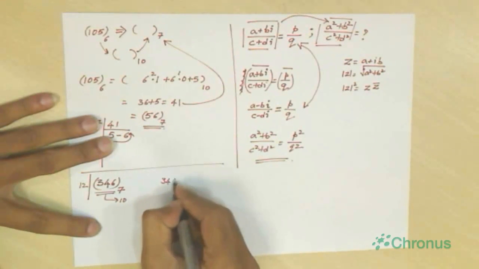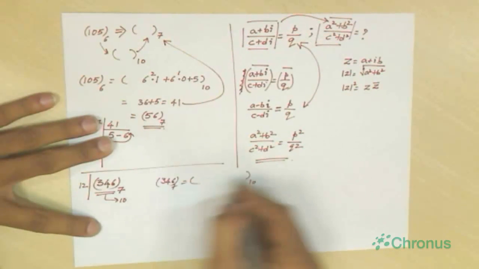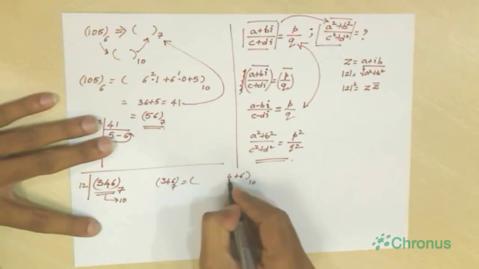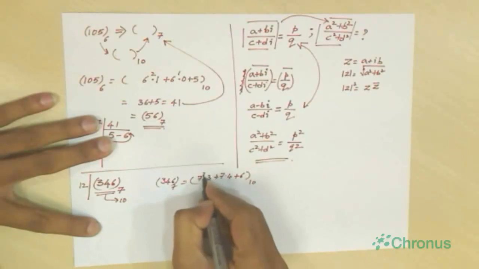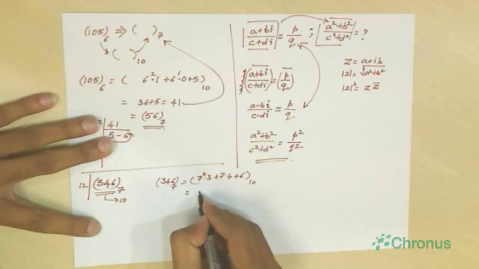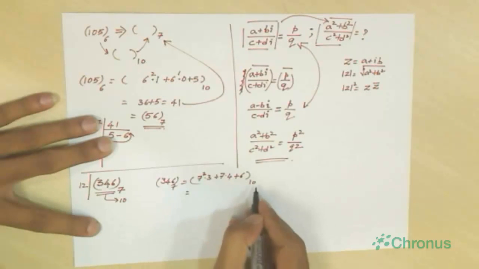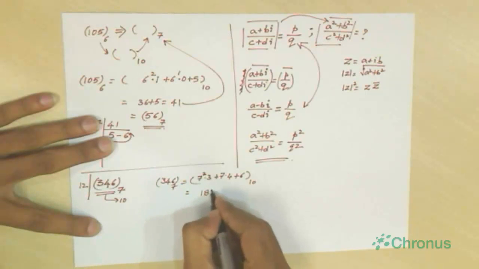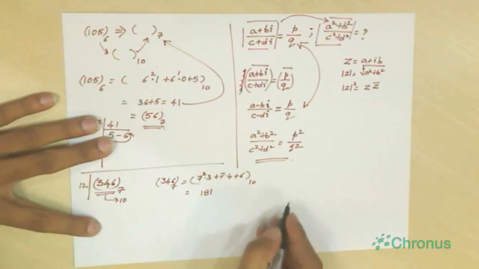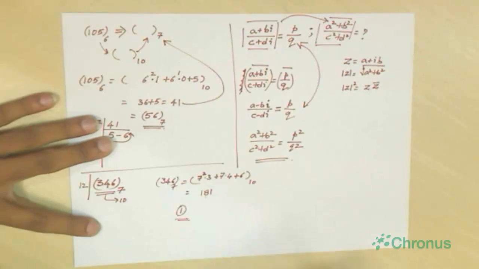So 346 to base 7 is equal to, let's go to base 10, 6 plus 4 into 7 plus 3 into 7 square, which is nothing but 147 plus 28 plus 6, right? So it's 181 to base 10. Now when 181 is divided by 12, the remainder left is 1.